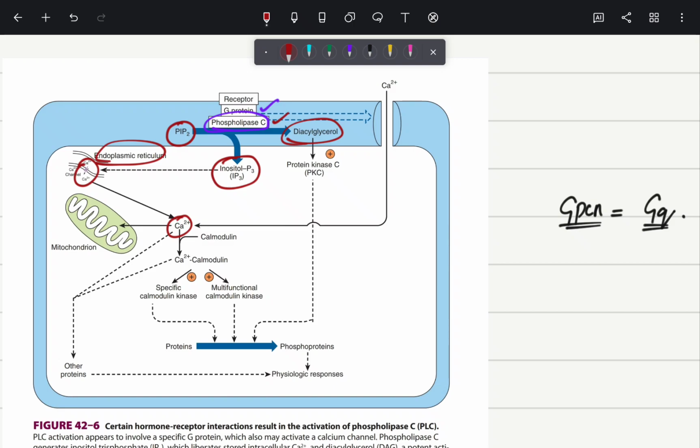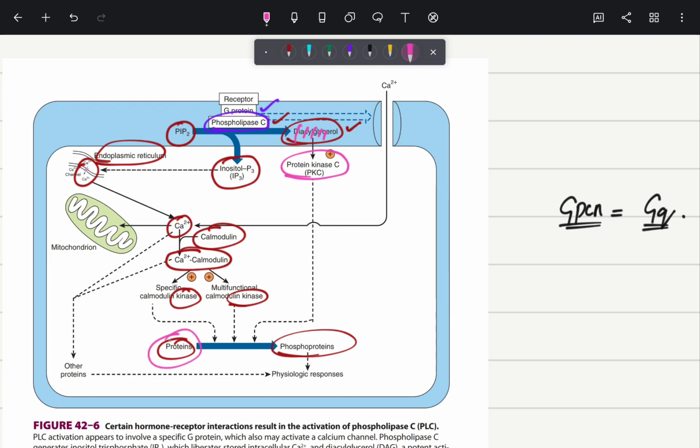Now the calcium will go out, fuse with the calmodulin complex, and eventually they are called as your calcium calmodulin complex, which has kinase activity. And this kinase will convert the normal proteins into phosphoproteins. Similarly, as you can see here, the diacylglycerol will eventually activate the protein kinases such as your protein kinase C, and this protein kinase C is also converting the proteins into phosphoproteins. So that's how our GQ proteins work.